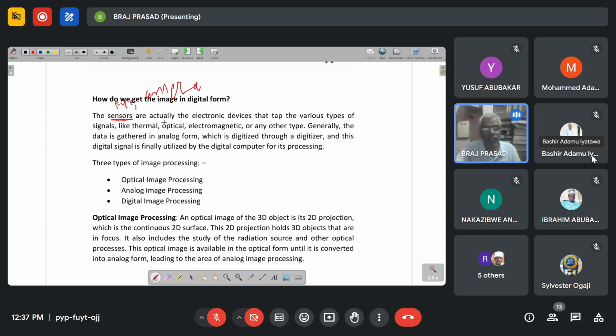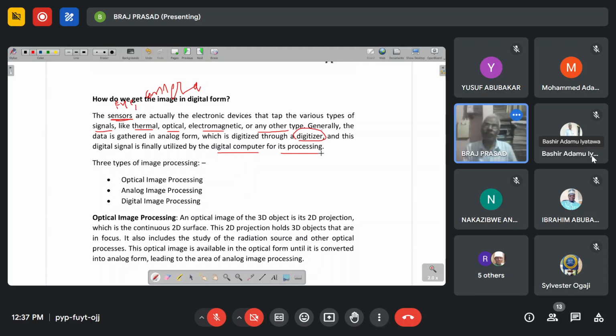Sensors are actually the electronic devices that tap or capture various types of signals like thermal signal, optical, electromagnetic, or any other type. Generally, the data is gathered in analog form, which is digitized through the digitizer. This digitizer will digitize the image in 0 and 1, and this digital signal is finally utilized by the digital computer for its processing.